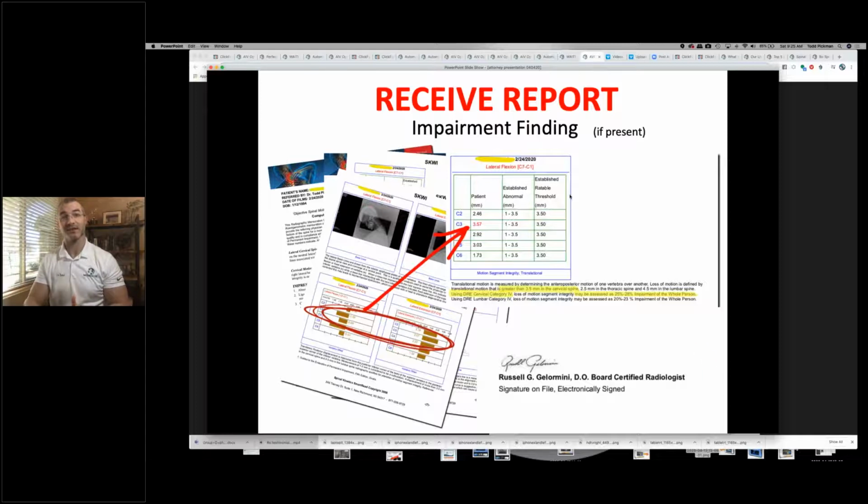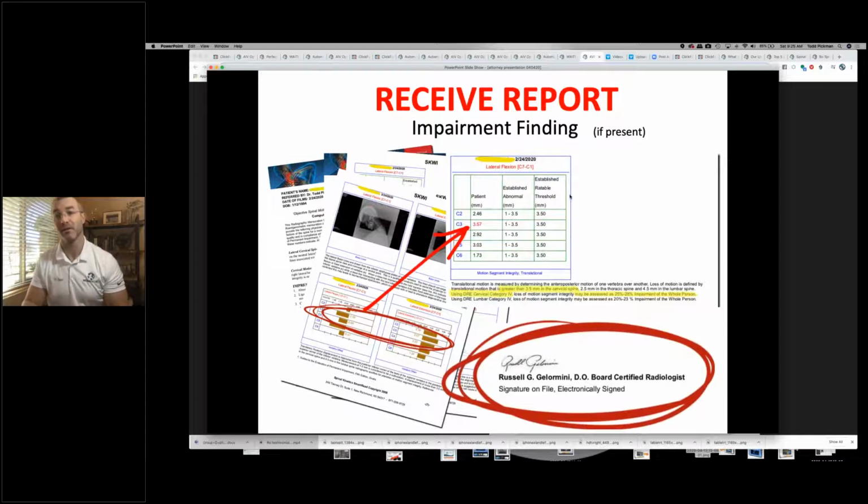Now, this is right here. I see it's signed by a board certified medical radiologist. This is their finding. This goes into the patient's health record, and then this gets sent off to you.